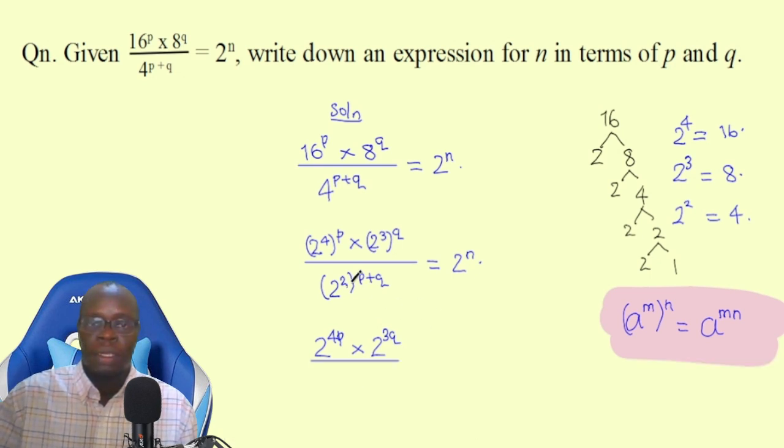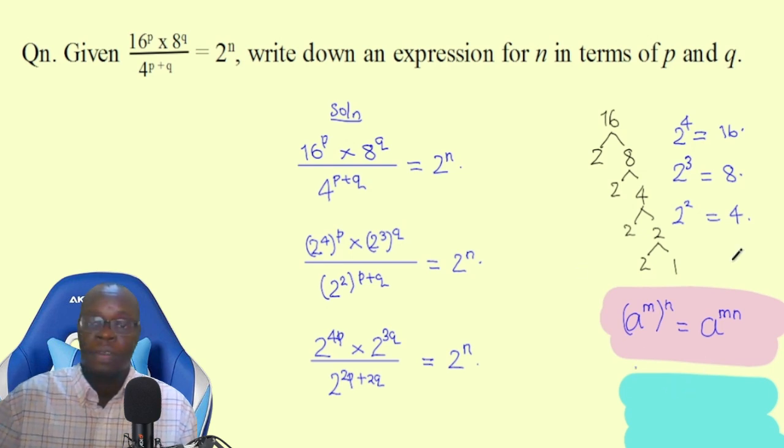We can simplify the denominator again to 2 exponent 2p plus 2q. This is equivalent to 2 exponent n.